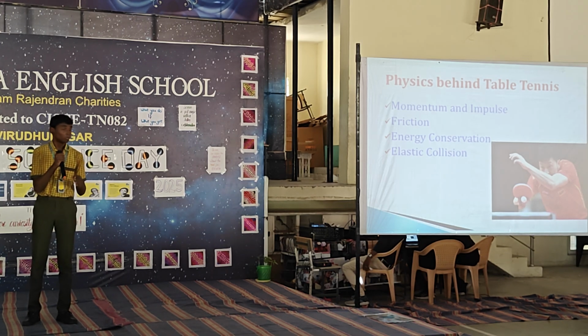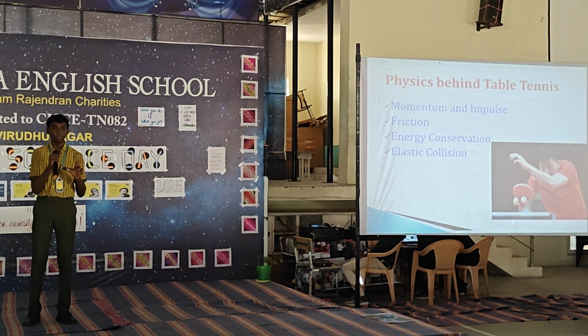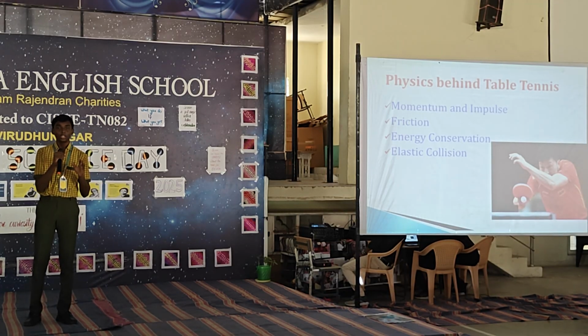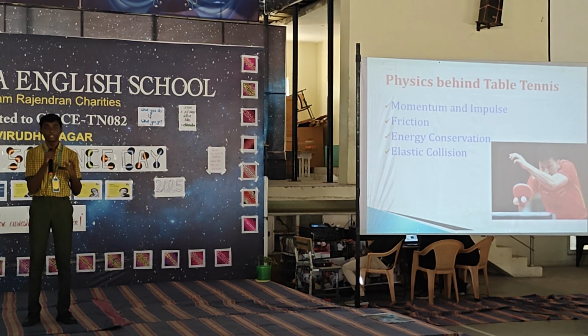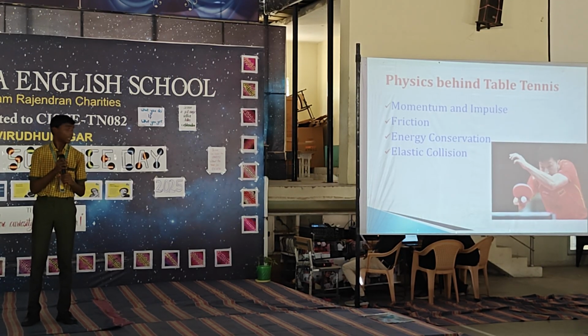Physics of momentum and impulse. Momentum is the measure of how much motion an object has, while impulse is the change in the momentum of the object. When the ball moves, it carries momentum which depends upon the velocity. And impulse plays a crucial role in table tennis because it adds spin, and it controls the ball direction and ball movement.